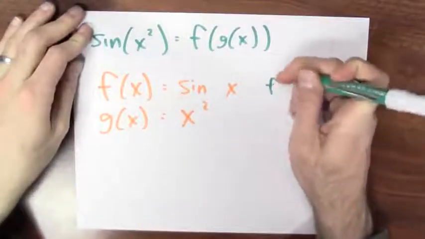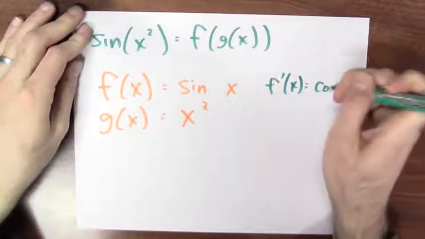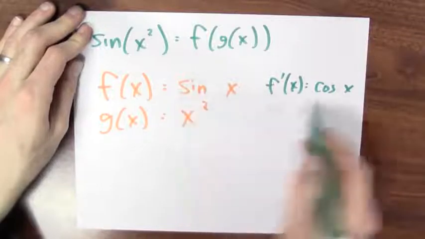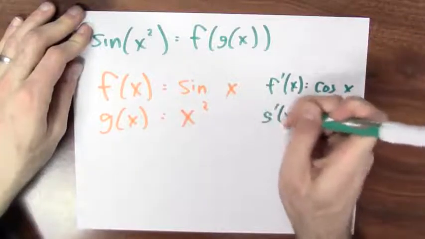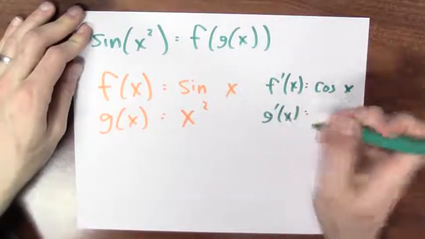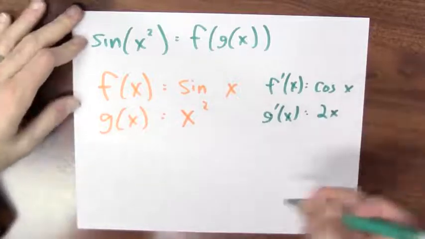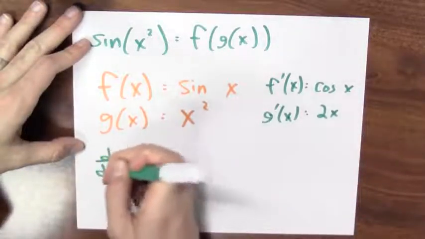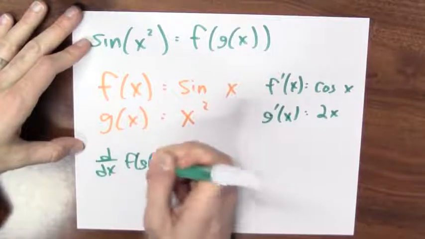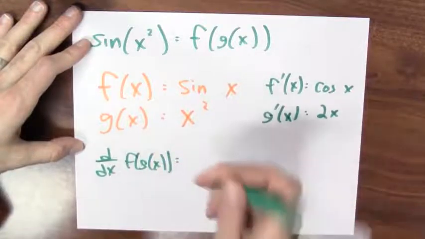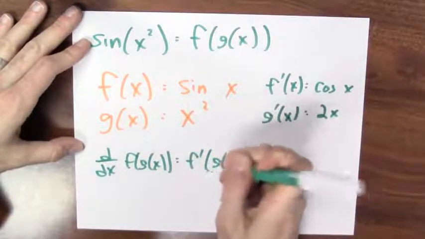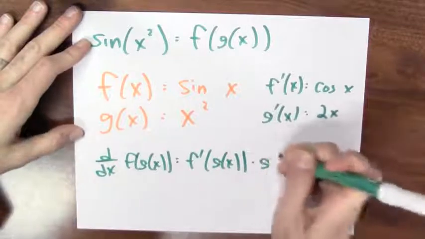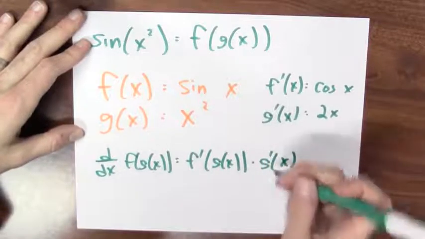Now, how do I differentiate a composition of two functions? I use the chain rule. So I differentiate f, and the derivative of f is cosine x, right? The derivative of sine is cosine, and the derivative of g is just 2x. So now I want to differentiate the composition of f and g, and that's by the chain rule, f prime of g of x times g prime of x.